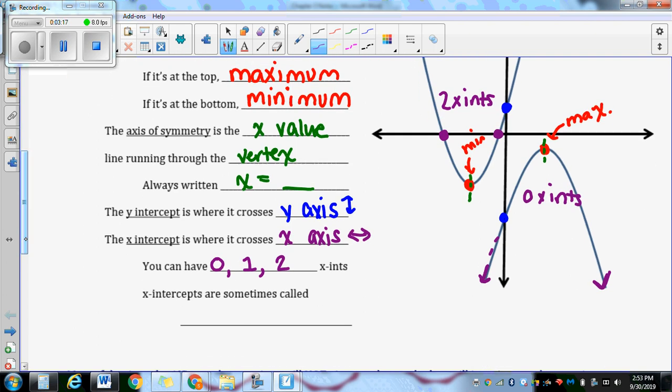All right, x-intercepts. This one is really confusing, but sometimes you will see these being called roots. So as in find the roots of an equation, that just says find the x-intercepts. Sometimes you'll see them called solutions. So it might say find the solutions, and that just means find the x-intercepts. Or sometimes you will see them called zeros. And that also just means find the x-intercepts. Any of those words, they all mean the same thing.